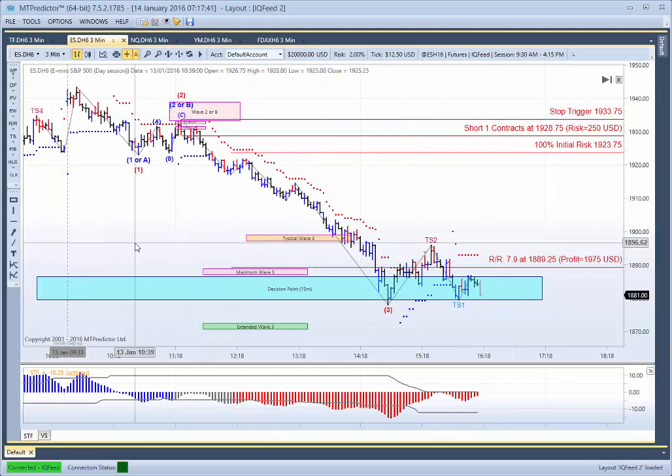So a great example of how to use some of the more advanced tools in MTPredictor to uncover what I think is one of my favorite trade setups, which is why I nicknamed it the Holy Grail trade setup, and how it captured the biggest fall of the day yesterday on the ES.